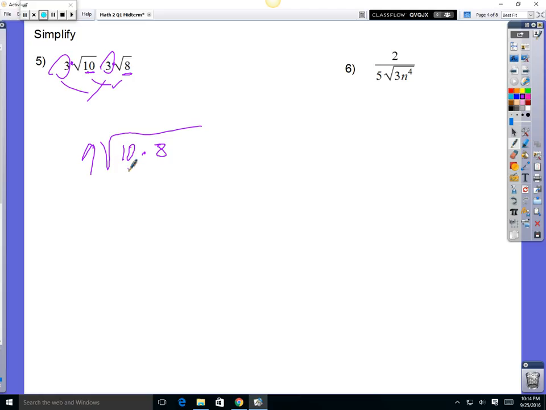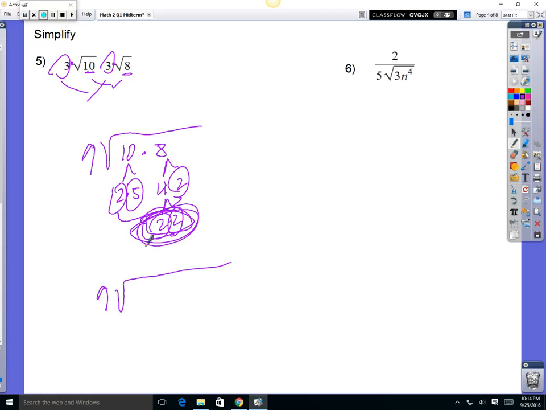Instead of timesing them, I'm going to break them up. Inside 10 is a 2 and a 5. Okay, inside of 8 is a 4 and a 2. And 4 is 2 and 2. So, now check it out. I have a perfect square there, and I have a square here. This 2 and this 2. So on the outside I got 9. On the inside, I've got 2 squared, and again, I've got 2 squared. And then I've got 5.